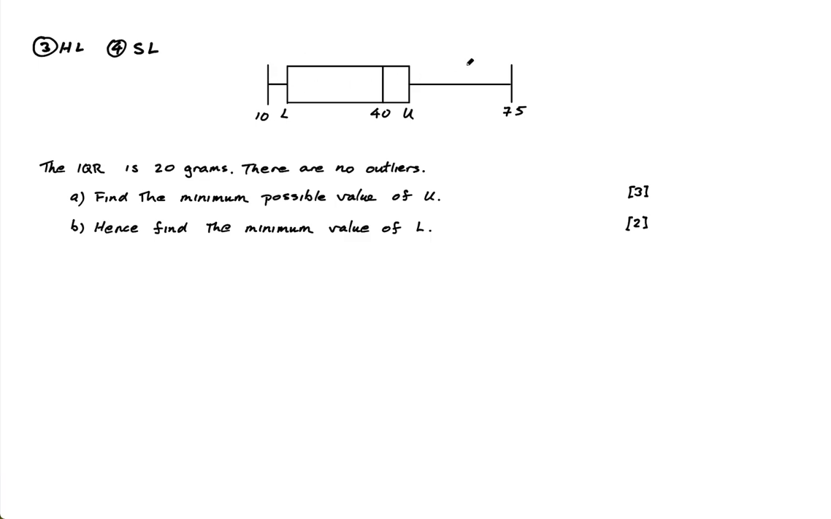So it gives us a box plot. It doesn't give us the lower quartile and the upper quartile. It gives us L and U. But it says the interquartile range is 20 grams, so U minus L is 20. Then it says there are no outliers.